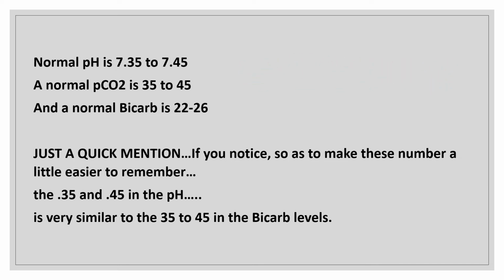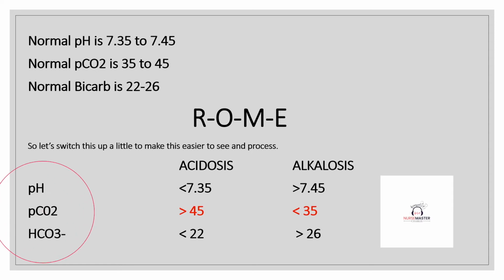Just a quick mention, to make these numbers a little easier to remember, the 7.35 and 7.45 in the pH is very similar to the 35 and 45 in the PCO2 levels. So I switched the PCO2 levels to make it easier to see. So all the acidosis values are on the same side and all the alkalosis values are on the same side. It doesn't matter how you do this as long as you know what the normal ranges are.